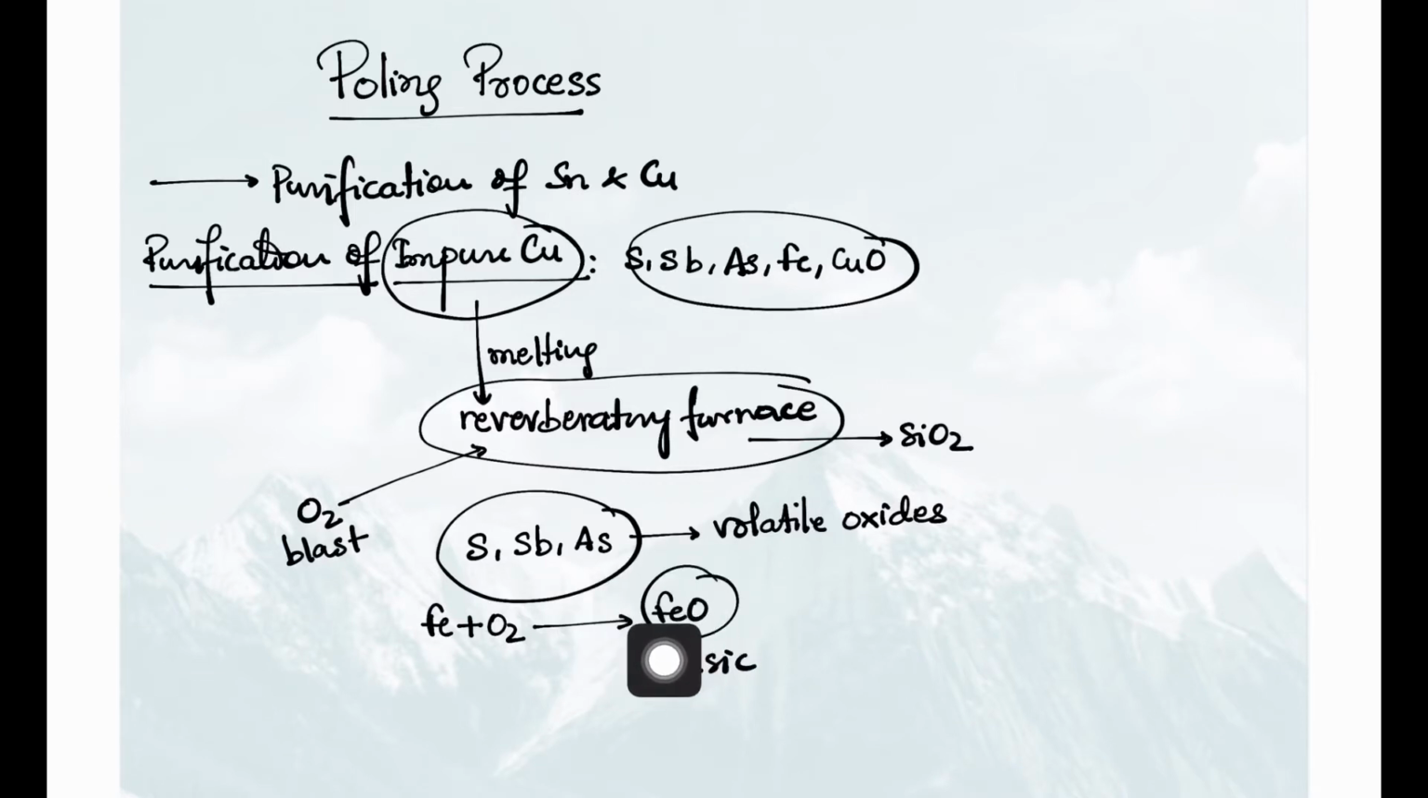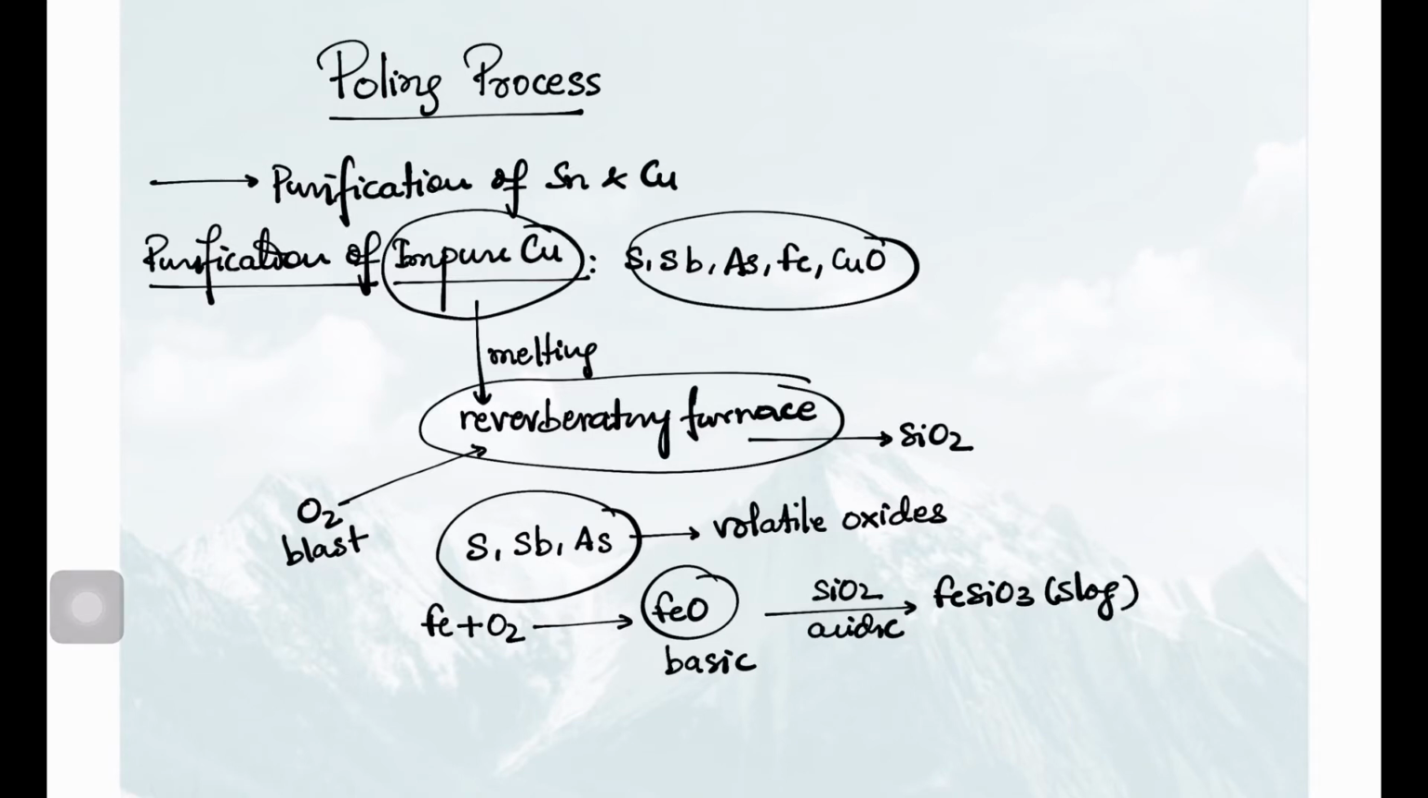FeO is basic in nature, and the reverberatory furnace is already lined with silica SiO2, and we know that silica SiO2 is acidic. Okay, so there will be an acid base reaction and it will form iron silicate FeSiO3, and that is the slag. So this is the slag that we will obtain during the purification of impure copper.